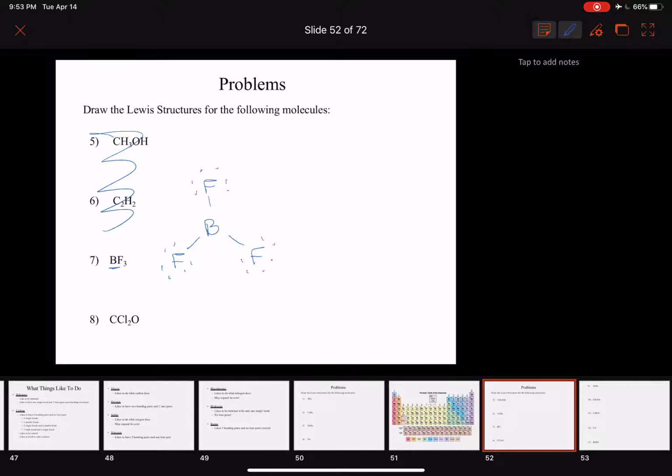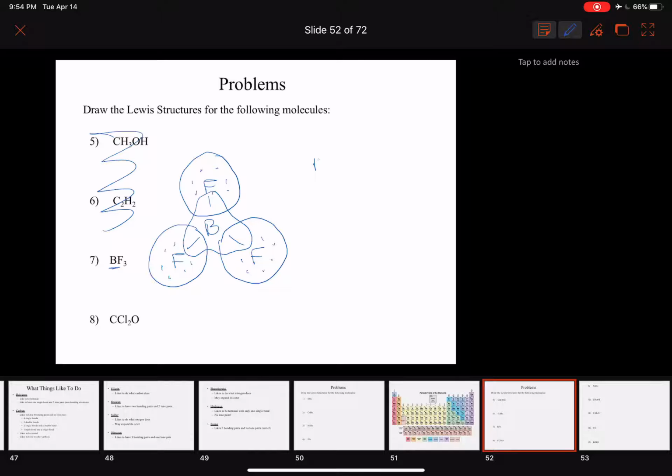All right, our boron in the center, it has a sextet. If you count around those single bonds, you got 2, 4, 6. And it's happy. The fluorines, they have a single bond and 3 lone pairs. So that's 2, 4, 6 from the lone pairs. And the single bond makes 8. 2, 4, 6, 8. And 2, 4, 6, 8. So we're following the octet rule here.